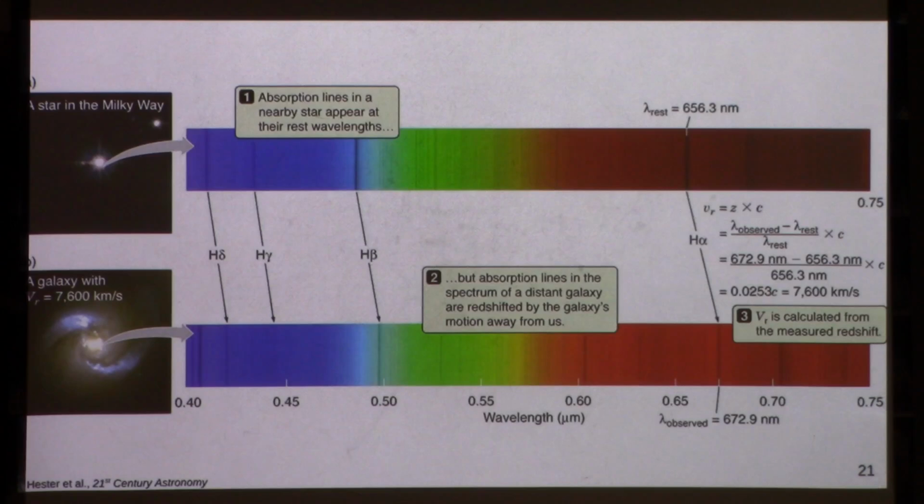Let's gather the data and see what it tells us. So here's just an illustration of the idea of absorption lines in a nearby star. They appear at their rest wavelengths, but that would only be if it were really at rest with respect to us. If it's moving, they would be either redshifted or blueshifted. Here's a galaxy with a recession speed.